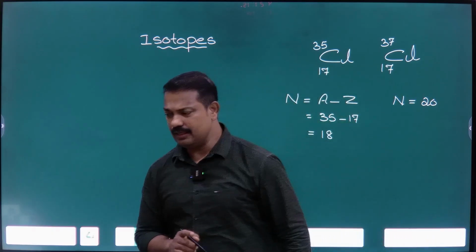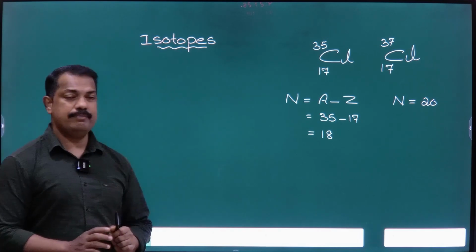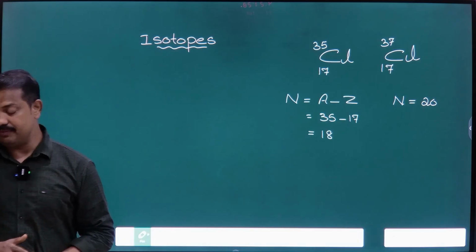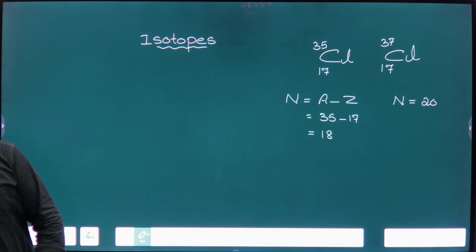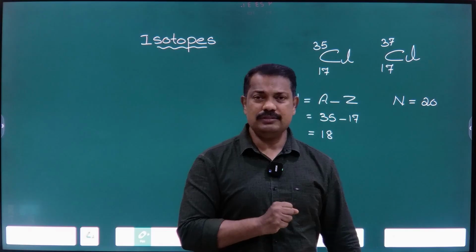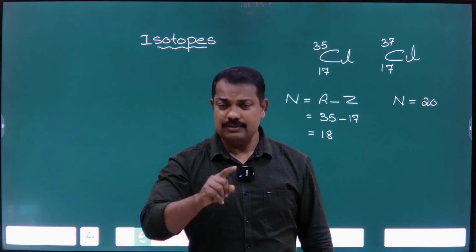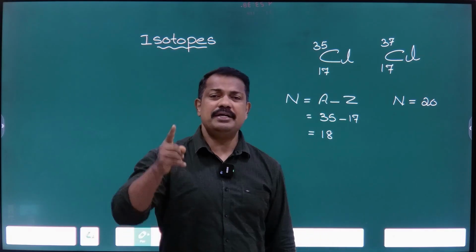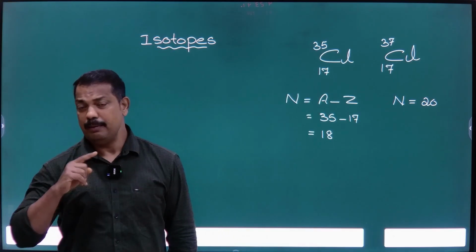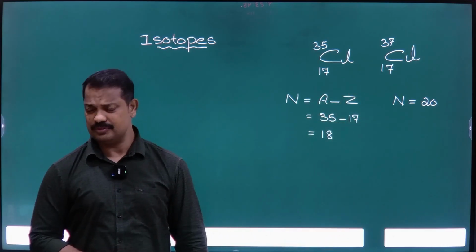What are isotopes? Elements with the same atomic number but different mass number. Atoms of the same element having the same atomic number but different mass number are called isotopes. And what is the reason for these isotopes?